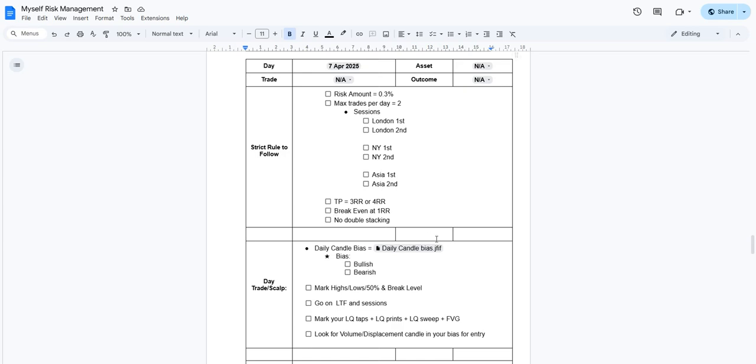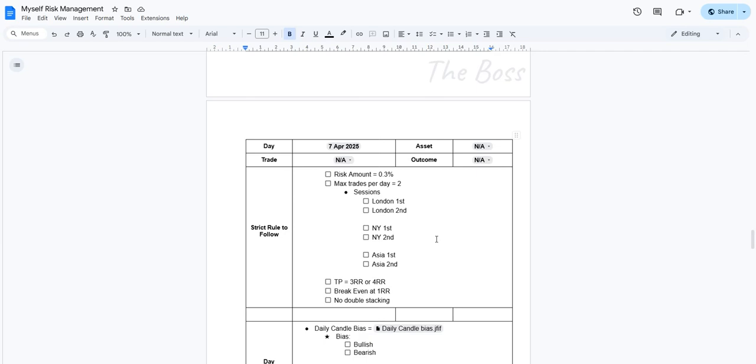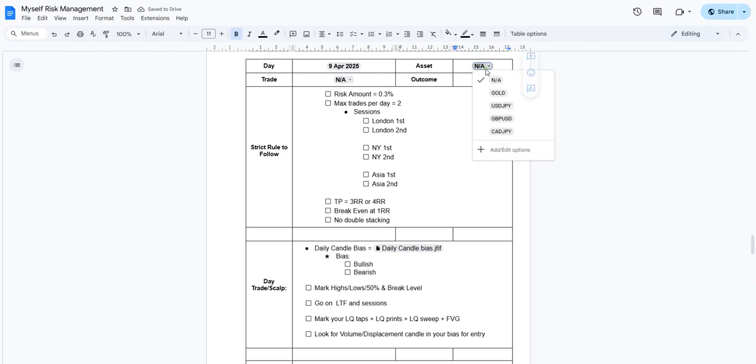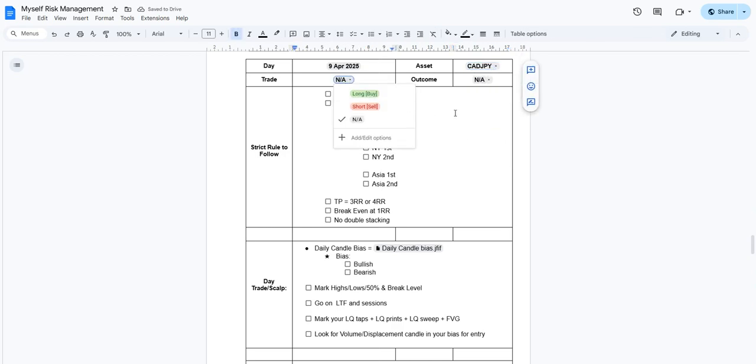Now, this is my risk management and also my journal. Today is the 9th, so we're going to select the 9th. Here we go. The asset I'm trading is going to be CAD yen, and this one I'll take a look at what we have.